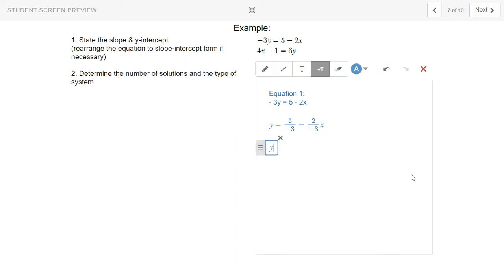Okay, let's clean this up. y is equal to -5/3 plus 2/3x. Now remember, our slope, m, is always the coefficient of the term that has the x in it. So this is going to be my slope, and this is my y-intercept. Okay, so just a little note, slope is always the coefficient of the x term.